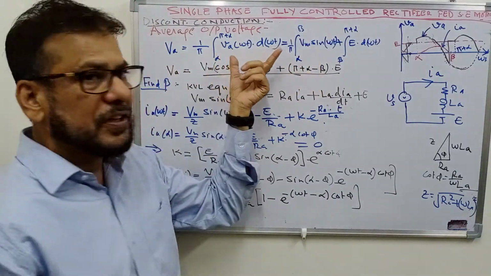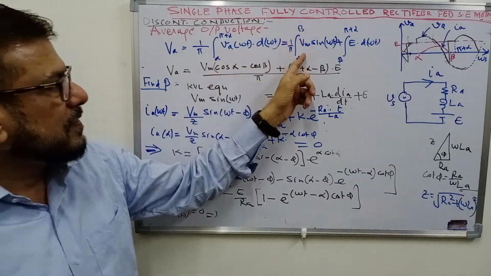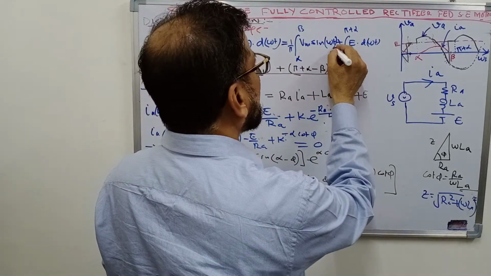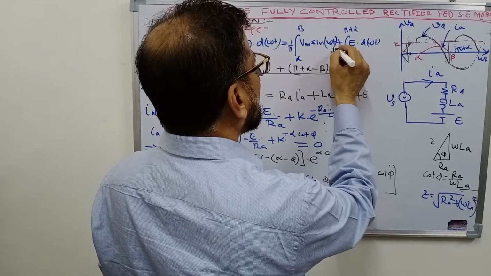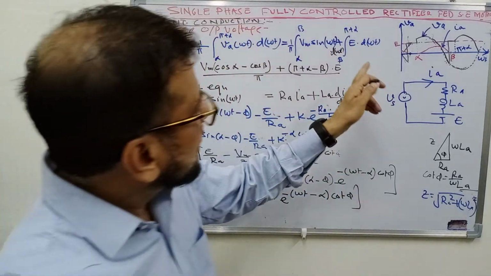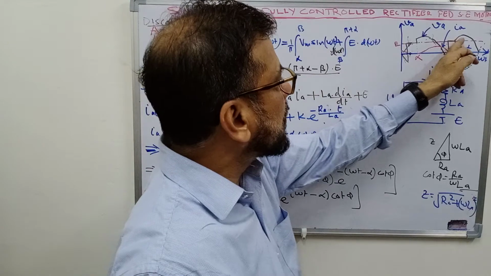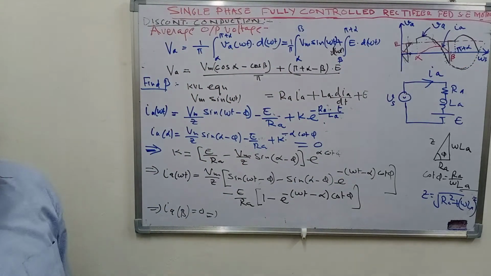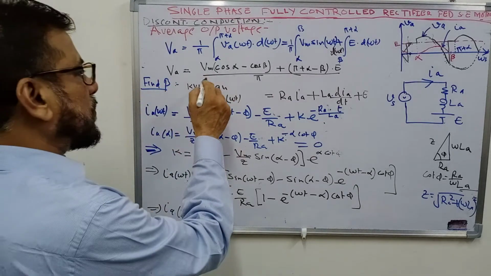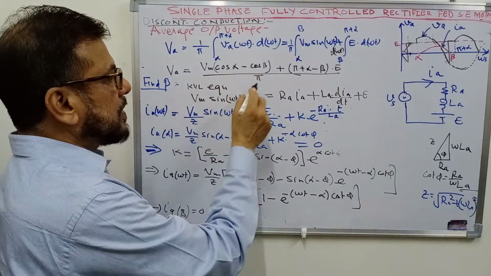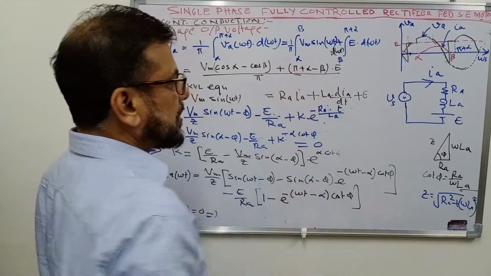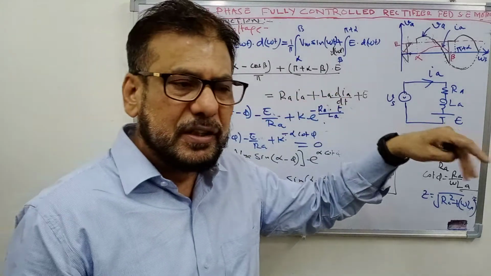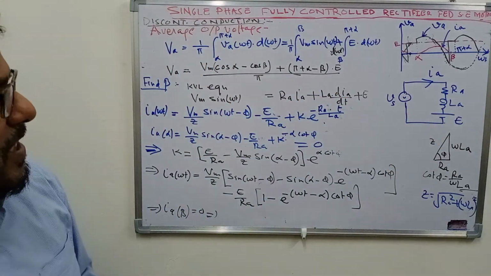So you have to break this integral into two parts. Alpha to beta, it is Vm sin omega t, and you integrate it here, into d omega t. Plus from beta to pi plus alpha, the value becomes equal to E, so E into d omega t. Integrate it and put the limits, and you will get VA is equal to Vm upon pi times cos alpha minus cos beta, plus pi plus alpha minus beta into E divided by pi. This is the average value of output voltage in the case of discontinuous conduction.